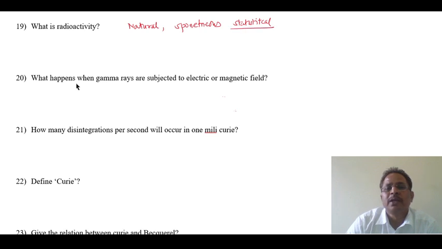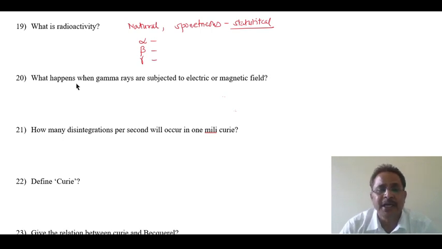So where a particular nucleus undergoes decay or disintegration, these three different types of radiations, alpha, beta and gamma, may be given out by that radioactive material, and this phenomenon is called radioactivity. It is natural and spontaneous, in the sense that it does not depend upon any external parameters like pressure, temperature, etc.